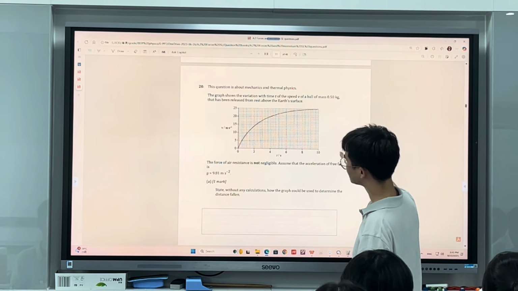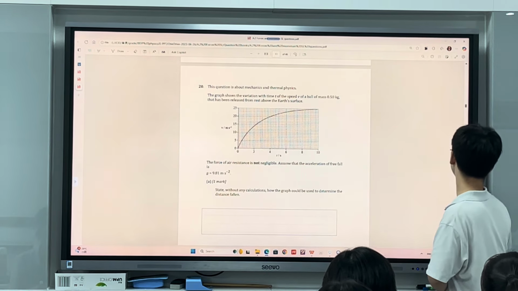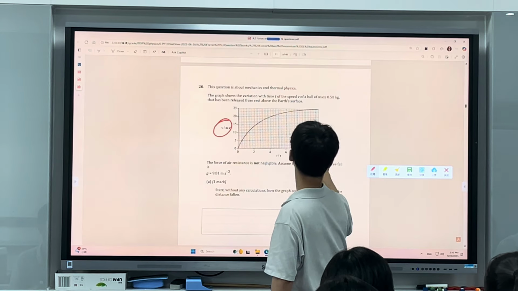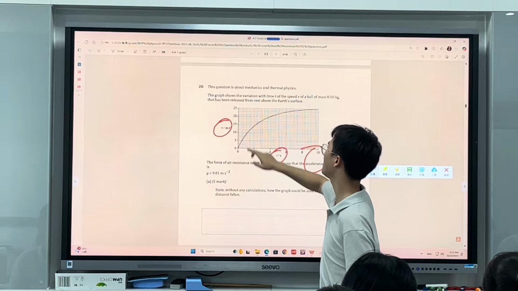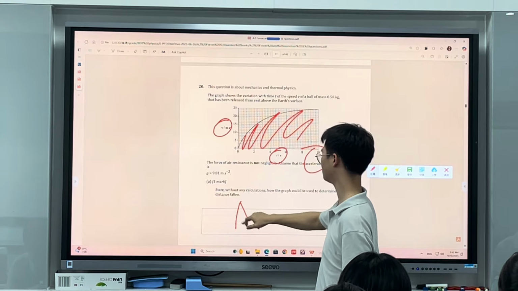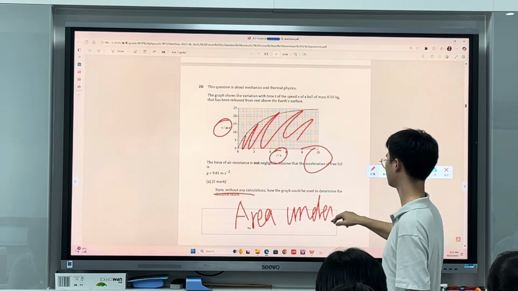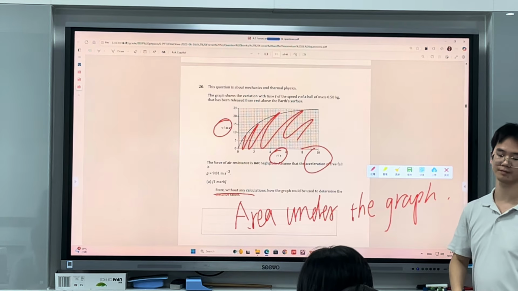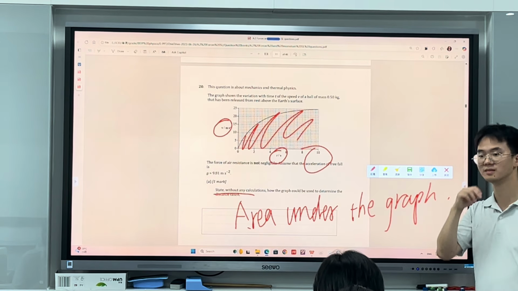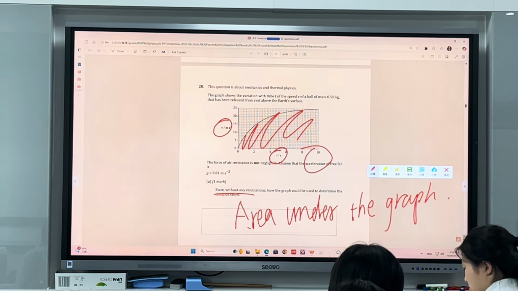Question A. State without any calculation how the graph could be used to determine the distance fallen. What is this graph? What represents the distance traveled in a velocity time graph? Area. Area under the graph. So that's all. State without any calculation: area under the graph. Any other questions? Hmm? 20B.